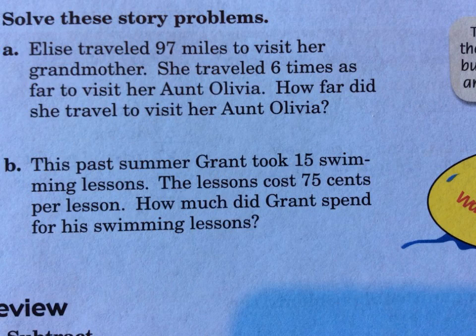Go ahead and turn your pages over. On the back side, we've got some story problems at the top. Let's work on those together. First one, it says, Elise traveled 97 miles to visit her grandmother. She traveled 6 times as far to visit her Aunt Olivia. How far did she travel to visit her Aunt Olivia? Well, we know that she traveled 97 miles to visit her grandmother. And then we know that she traveled 6 times as far. 6 times as far. So that means we need to multiply these two numbers.